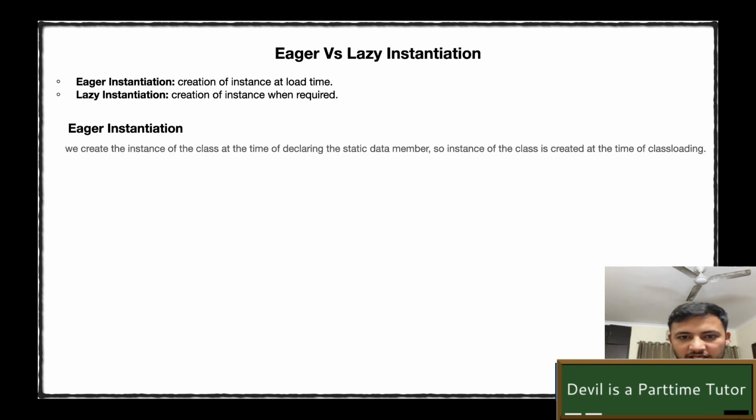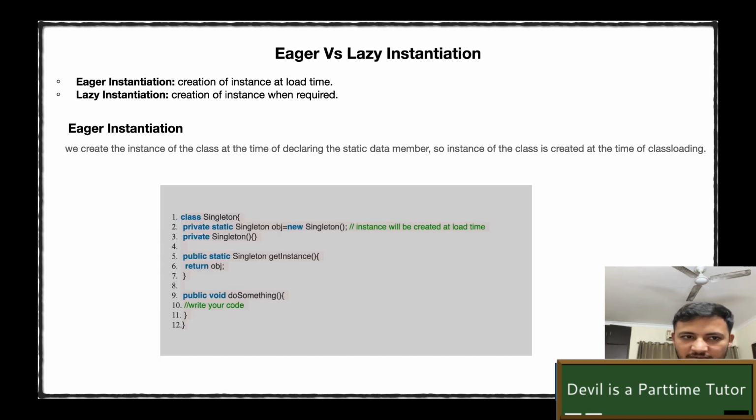If we are following eager instantiation, we create the instance of the class at the time of declaration of the static data member. So the instance of the class is created at the time of class loading itself. Here is the code for the same.